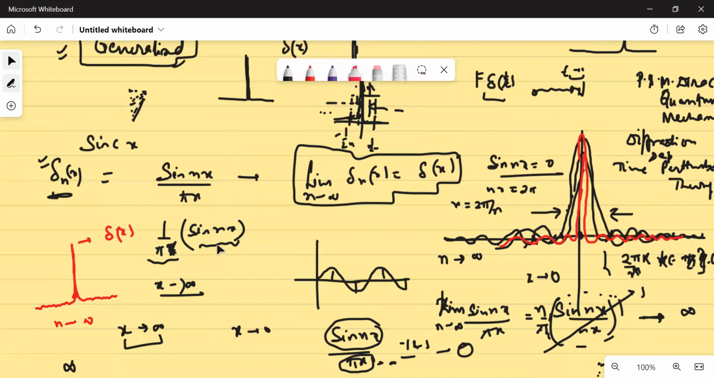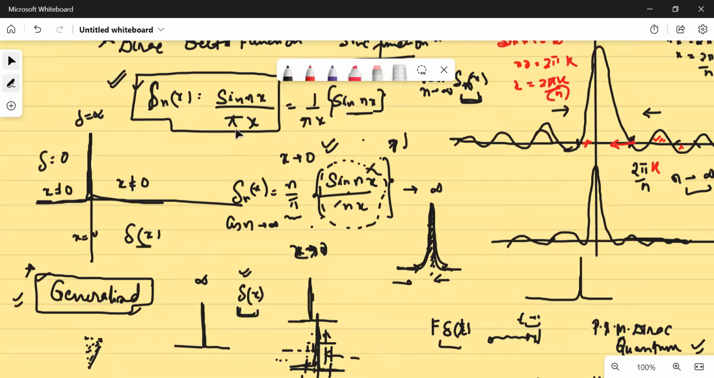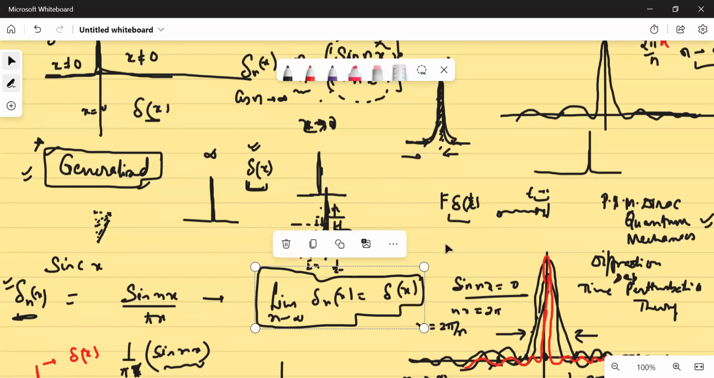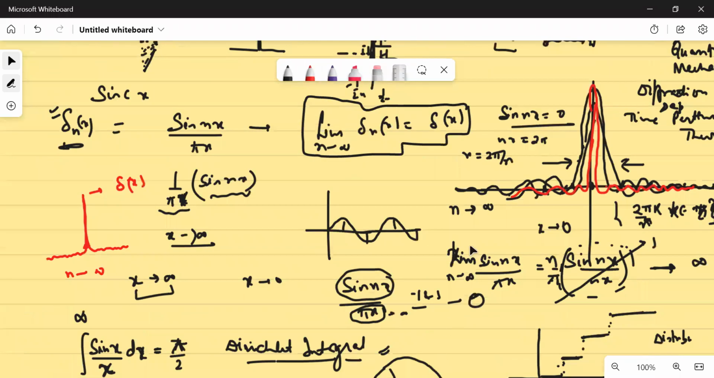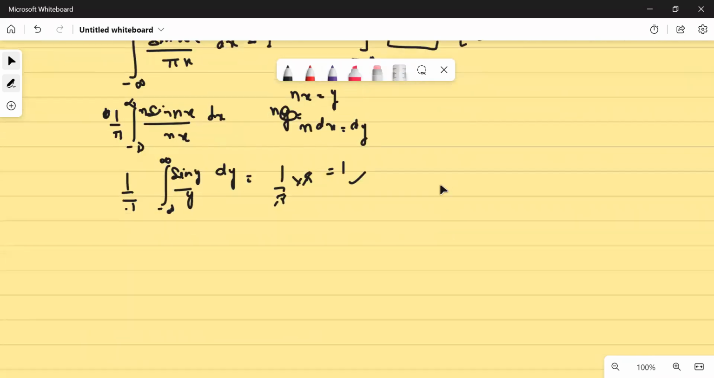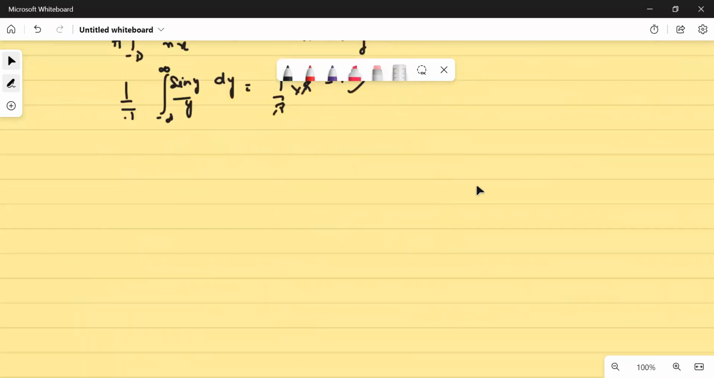Therefore, I can suggest that this particular function given by sin nx upon pi x, which is a sinc function, you can find in literature, and there are umpteen other ways. You can go to Wolfram MathWorld, and you will find multiple other options to write the Dirac delta function, which I'm not right now interested in. Right now, my only interest was to make you understand that these are generalized functions, functions which can be represented as a limiting case of a sequence of some functions. So basically, that is called the Dirac delta.